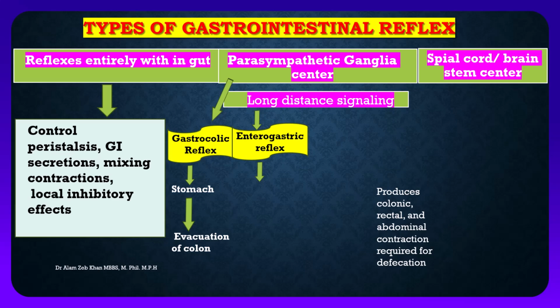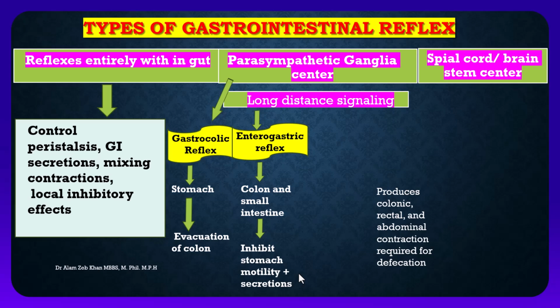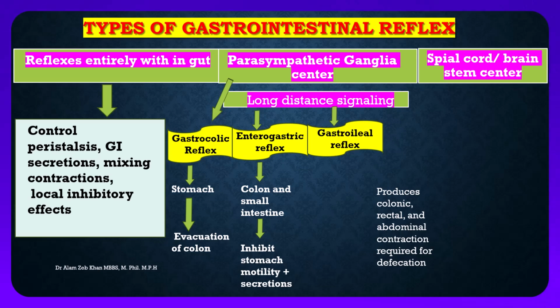The other reflex is the enterogastric reflex, which originates in the colon and small intestine, acts on the stomach and inhibits its motility and secretion. The third reflex is the gastroileal reflex, which originates from the stomach, acts on the ileocecal valve and increases ileal emptying. The ileocecal valve relaxes and the content from the ileum enters into the colon.